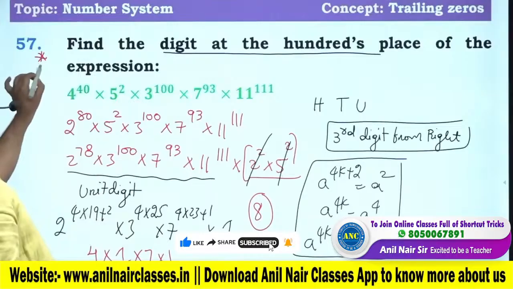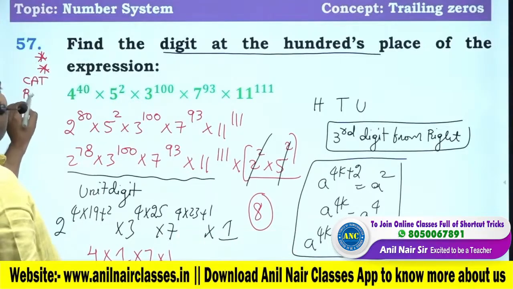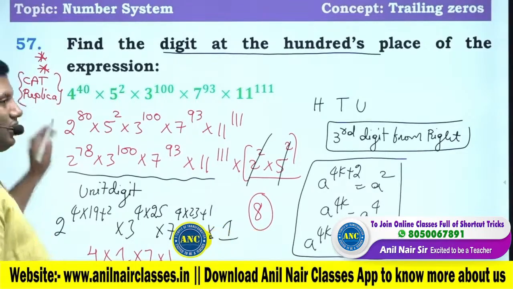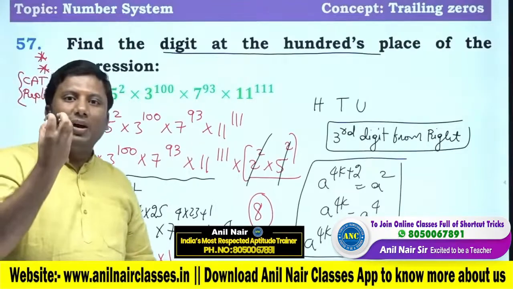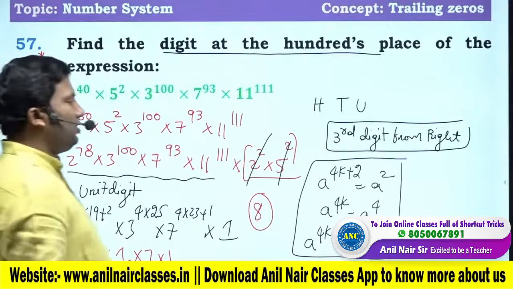Please put a star mark on this question. It's a CAT replica question. Very, very good question, where the last 2 digits are becoming 0, 0.